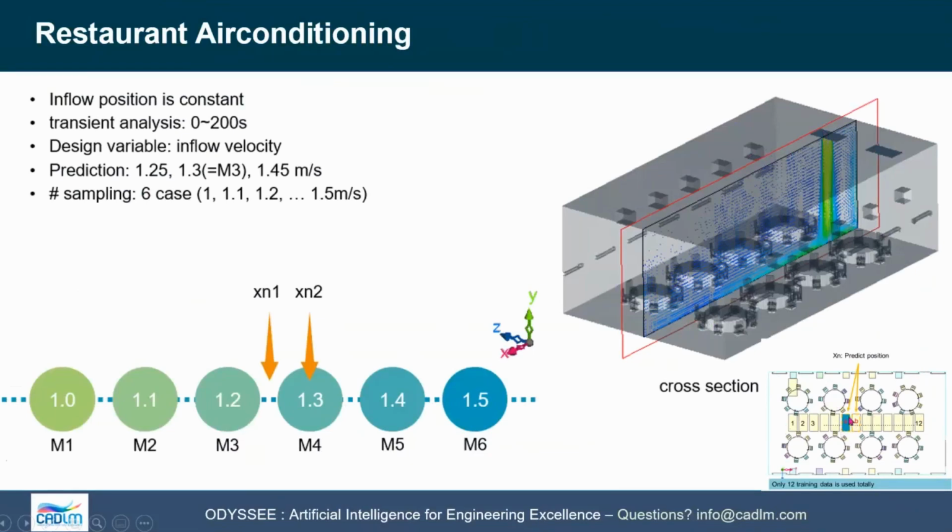So the idea is, where do I put it to get the best, what they call air aging? That means the age of the air, how frequently the air is renewed. So we want to find that position. Now we only do 12 runs because every CFD run is really costly.